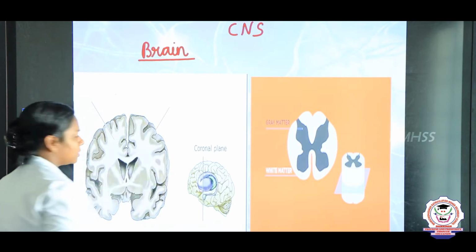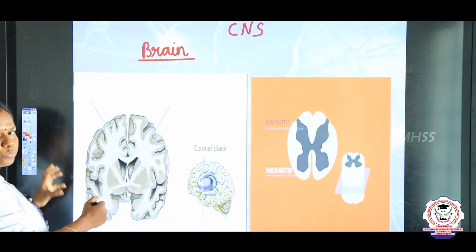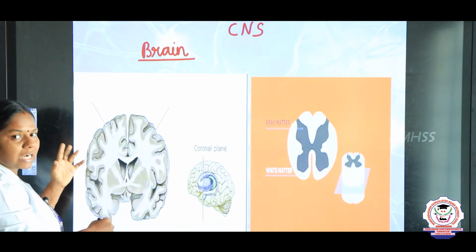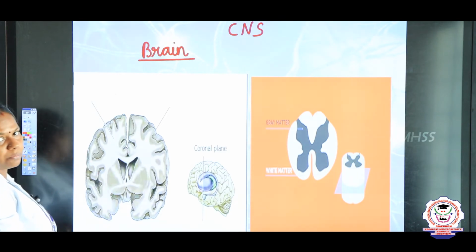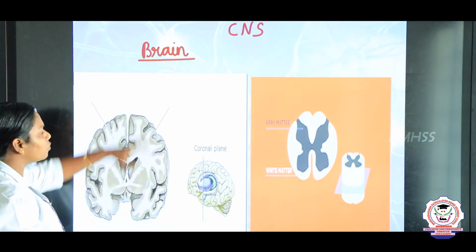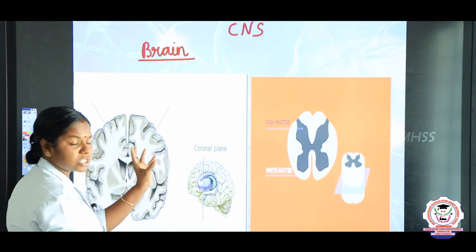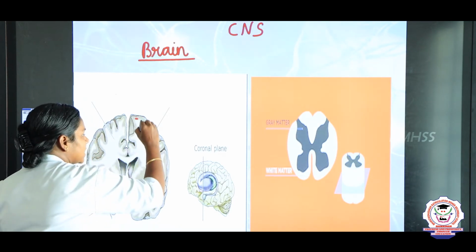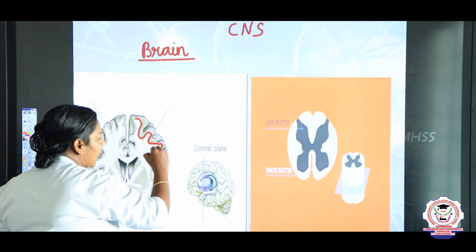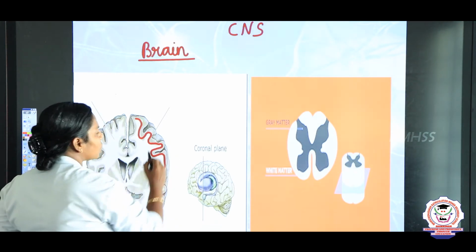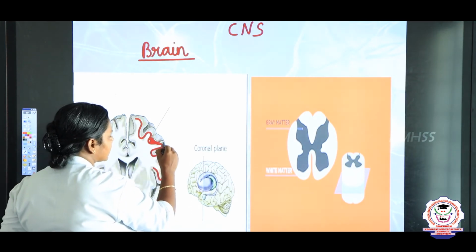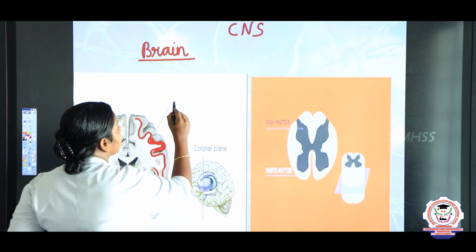The brain is divisible into two. One is a cortex and another one is the medulla. Cortex is the outermost portion. So cortex, you can just look into this image, children. Some portion is very dark, right? On the edges it is very dark, right? So this region we call it as a grey matter.